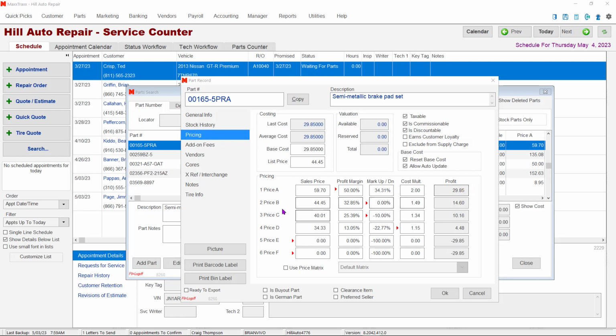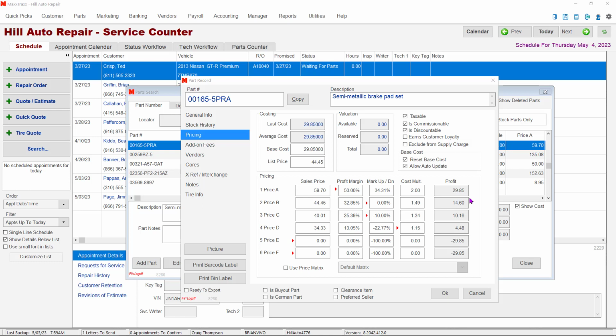Looking at price level B, that is the suggested list price of $44.45. The determining factor is the markup/down from the suggested list price of 0%. The price nets us a profit margin of 32.85% or a cost multiplier of 1.49. Profit on the part is $14.60.